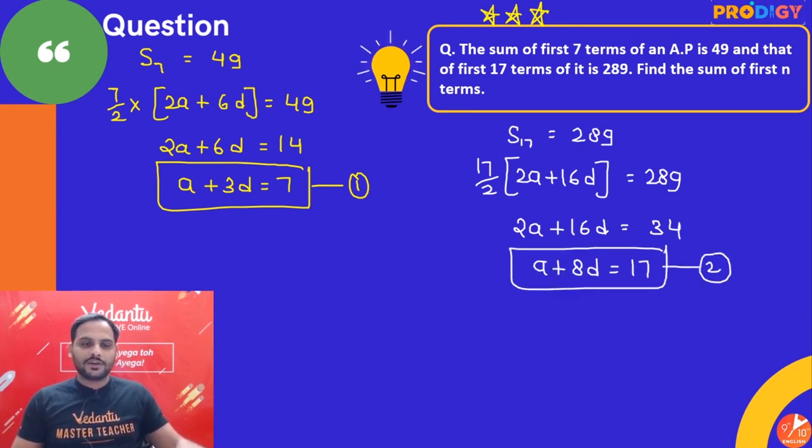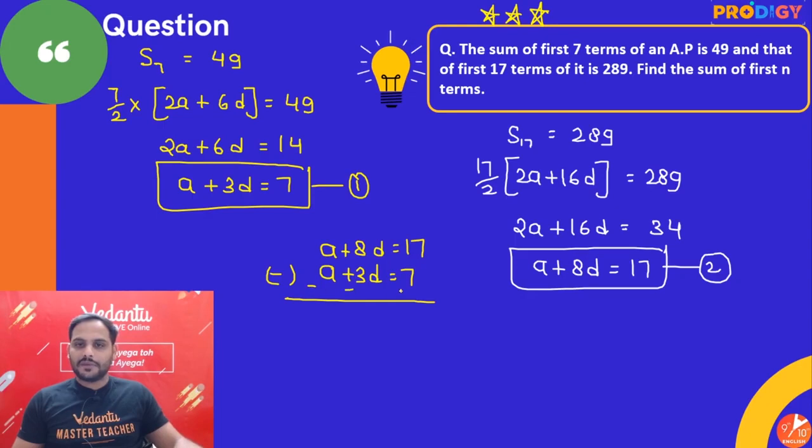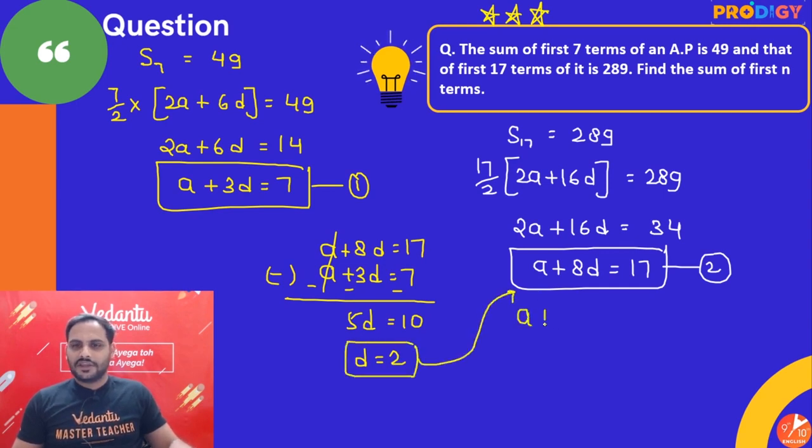I have got linear equations in 2 variables. Let us solve both. Okay, bacha. So if I solve both, I have a plus 3d is equal to 7 and a plus 8d is equal to 17. Let us subtract them. Minus minus minus. 5d is equal to 10. d is equal to 2. Put d equal to 2 in any equation. Suppose over here, a plus 8 into 2 is 16, is equal to 17. You'll get a is equal to 1.